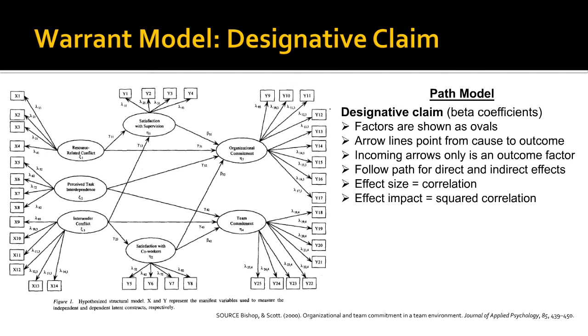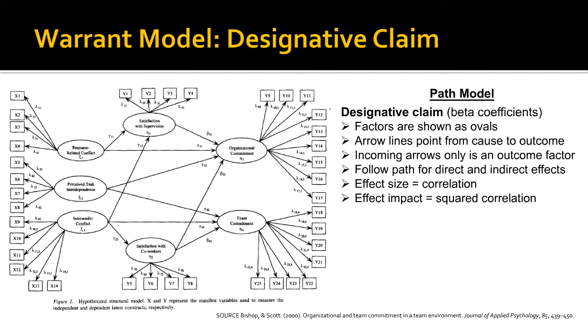The causal factors shown furthest to the left in the diagram are the root causes of the model. The causal factors in the middle of the diagram are called mediating factors because some of the total effect of the root cause is due to the mediating factor's influence on the outcome. For example, inter-sender conflict in the diagram has both a direct and indirect effect on team commitment. The indirect mediating effect on team commitment is through satisfaction with coworkers. Additionally, inter-sender conflict has an indirect mediating effect through satisfaction with supervision on organizational commitment.